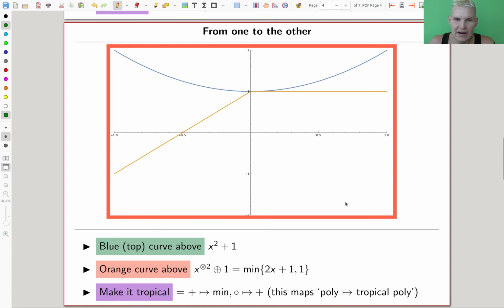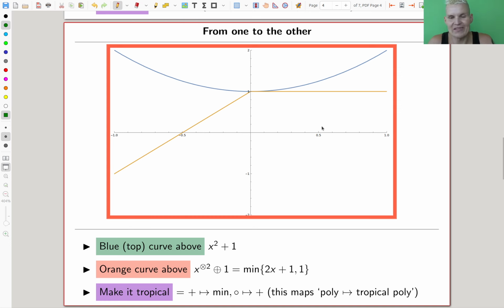Yeah? And the top curve here is the original polynomial x squared plus 1, and the orange curve, the bottom curve, is the tropical one, which is x squared plus 1, which is just min of. And you again see the same pattern. It's piecewise linear, with a breaking point where the other one essentially has its root. Yeah, if you just move that down a little bit.